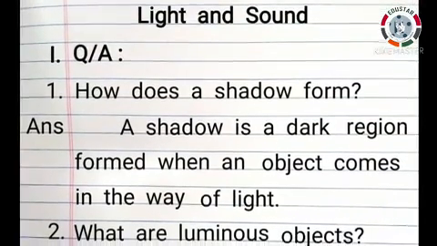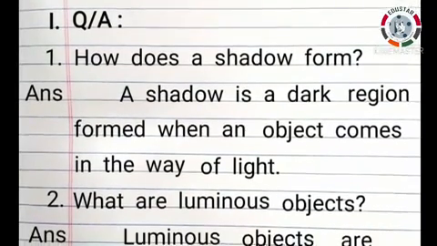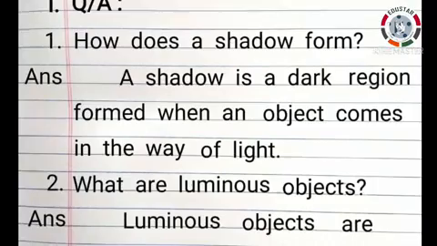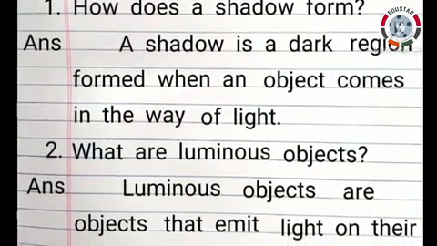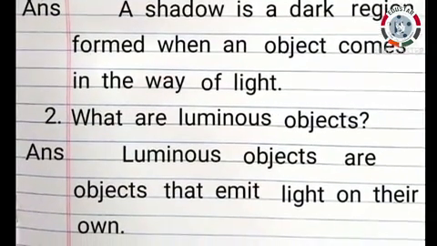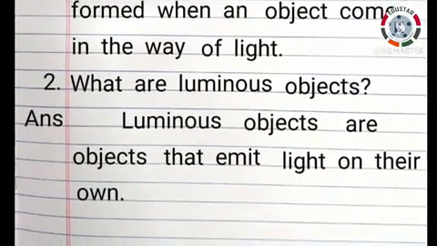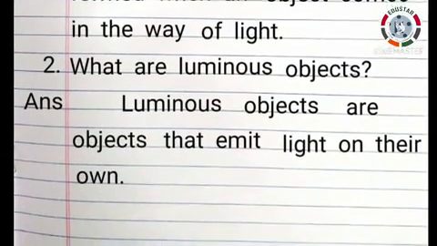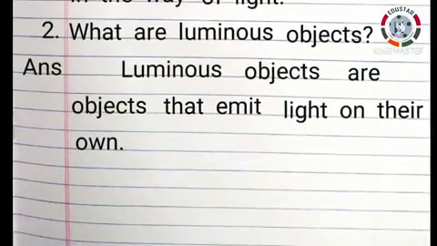First question, how does a shadow form? A shadow is a dark region formed when an object comes in the way of light. 2. What are luminous objects? The answer is luminous objects are objects that emit light on their own.